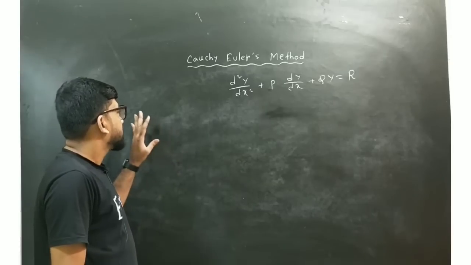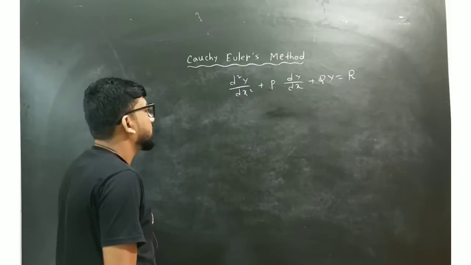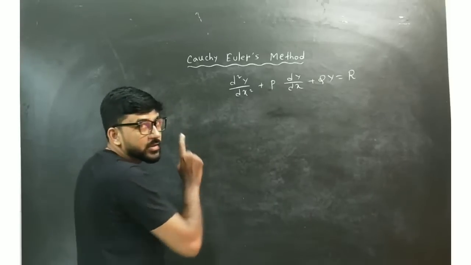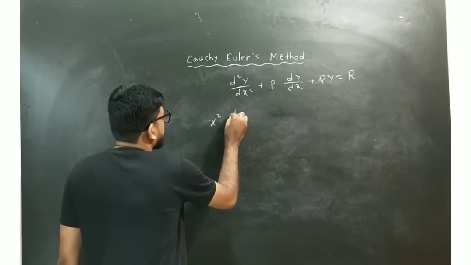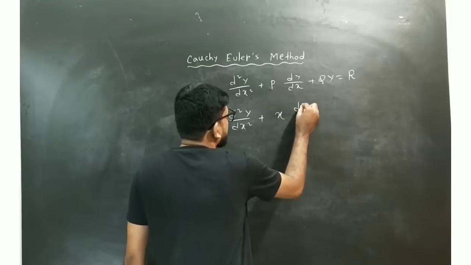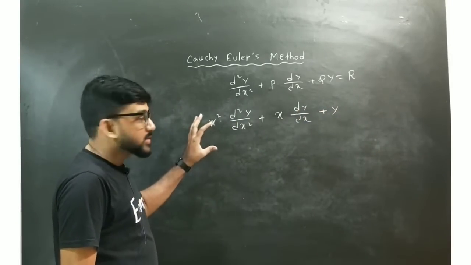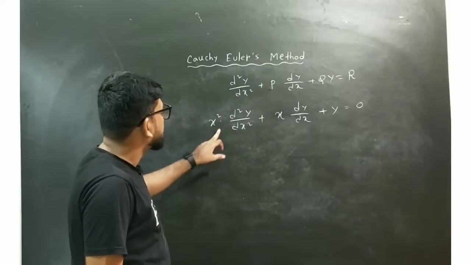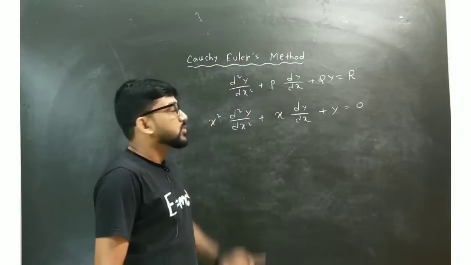But now we will discuss a special kind of differential equation where the coefficients are not constant but are in a particular form, that is the order of the differential equation and the power of x in the coefficients is the same, something like this: x square d2y/dx2 plus x dy/dx plus y is equal to r. Let me take the right hand side as 0 first. If we have this kind of differential equation, that is x square d2y/dx2 plus x dy/dx plus y is equal to 0, then we can solve it by using Cauchy Euler's method.